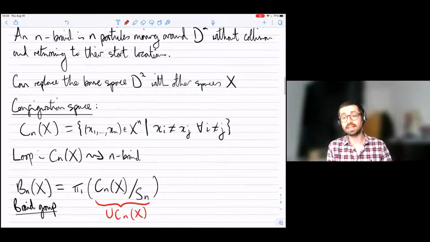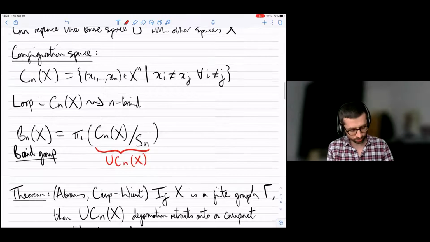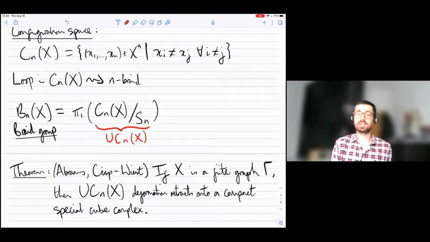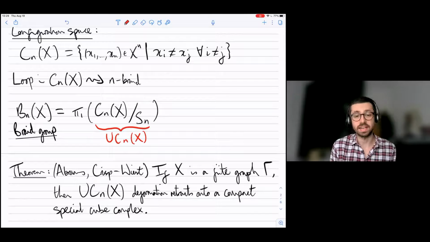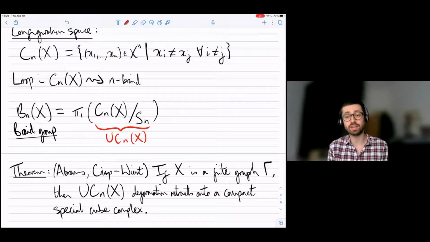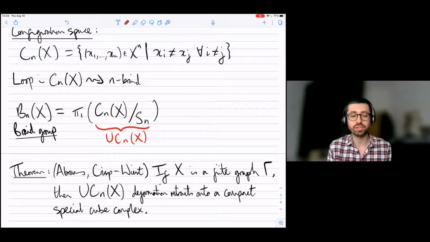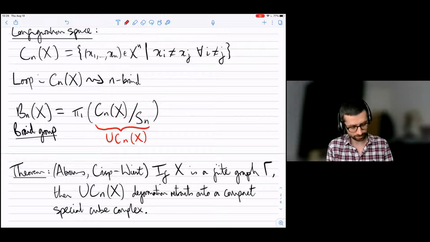All right, so again, we're taking X to be a finite graph. The reason we're so interested in this case is because of this beautiful theorem of Abrams and Crisp-Wiest, which tells us that if X is a finite graph, then the unordered configuration space actually deformation retracts onto a compact special cube complex. As geometric group theorists, this makes us very excited. It means we can apply all of our wonderful theory of cube complexes.